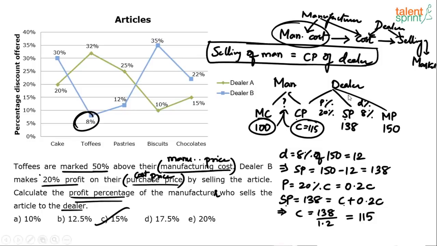Okay? Dealer is not manufacturing, right? Somebody else is manufacturing it. So that person has spent 100 rupees. He sold it for 115 rupees, which means the dealer bought for 115 rupees. The dealer sold for 138 rupees, but the dealer marked it at 150 rupees. Right? That's how it has progressed. So option C, 15%, is the answer.